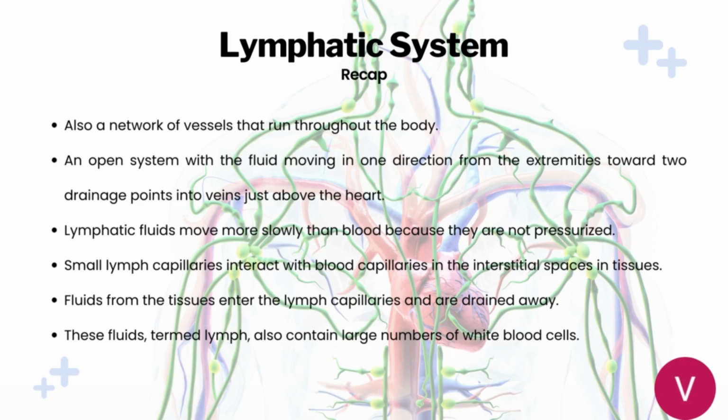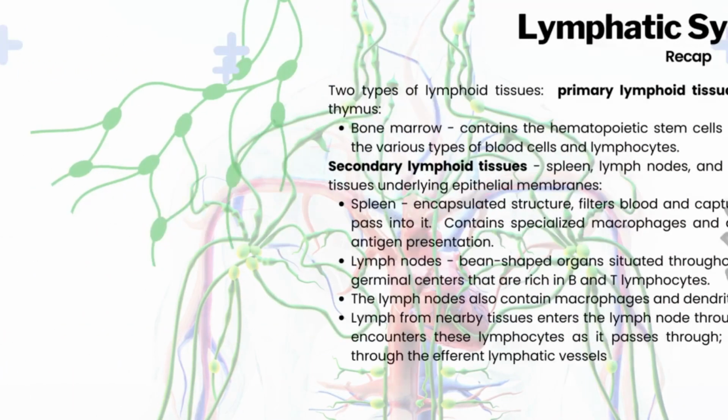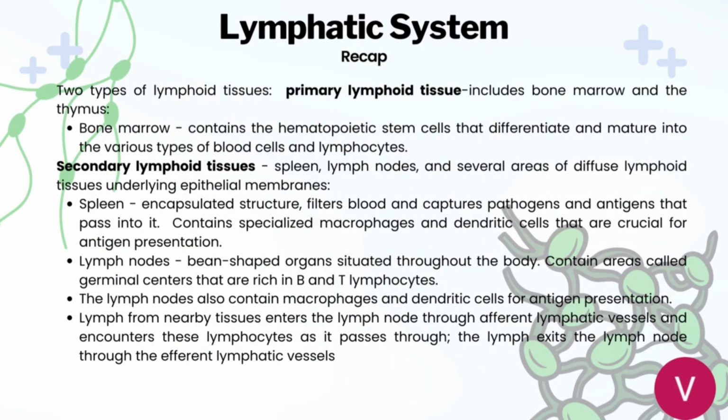Small lymph capillaries interact with blood capillaries in the interstitial spaces in tissues. Fluids from the tissues enter the lymph capillaries and are drained away. These fluids, termed lymph, also contain large numbers of white blood cells. The lymphatic system contains two types of lymphoid tissues: the primary lymphoid tissue includes bone marrow and the thymus. The secondary lymphoid tissues include the spleen, lymph nodes, and several areas of diffuse lymphoid tissues underlying epithelial membranes.